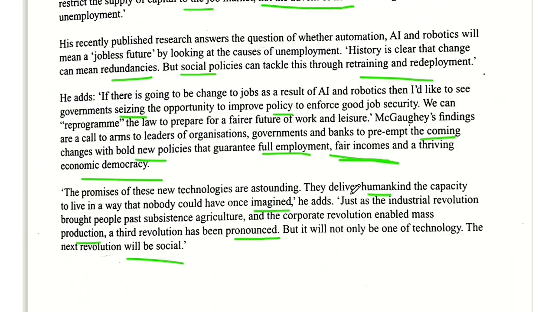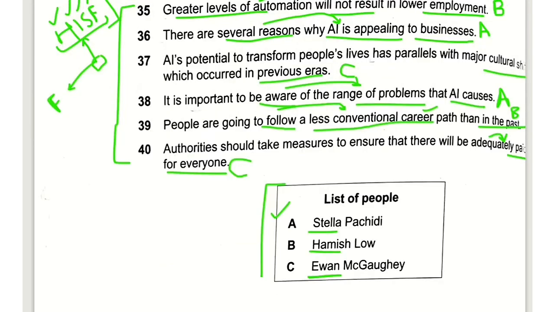Here you can see just as the industrial revolution brought people past the subsistence agriculture and the cooperative revolution enabled mass production, a third revolution has been pronounced. But it will not only be one of the technology, the next revolution will be social. So here they clearly mention of the era, previous era. So in this test paper we clearly discussed how to solve the matching features question.